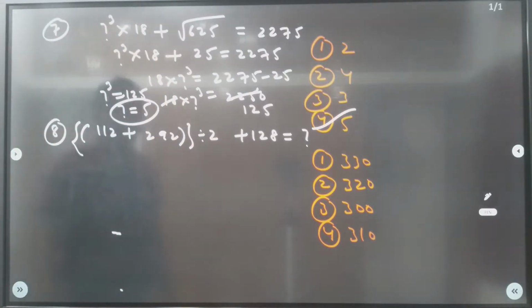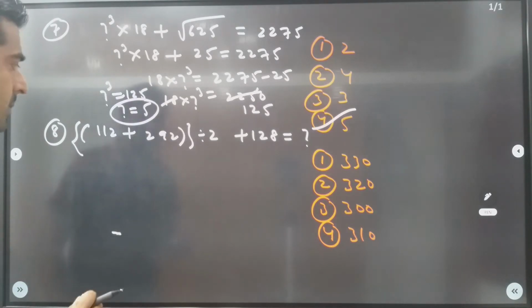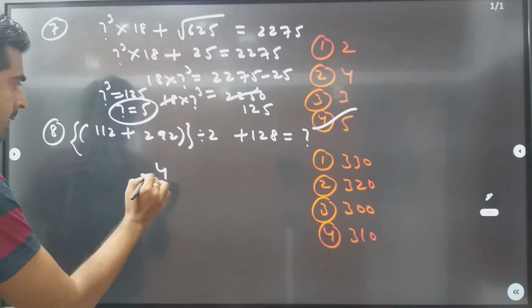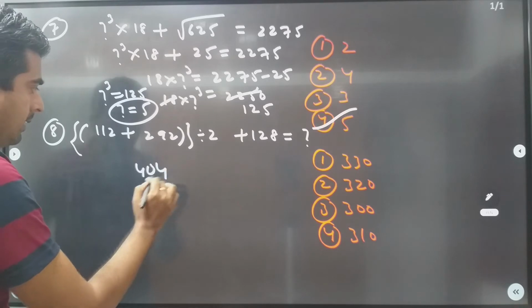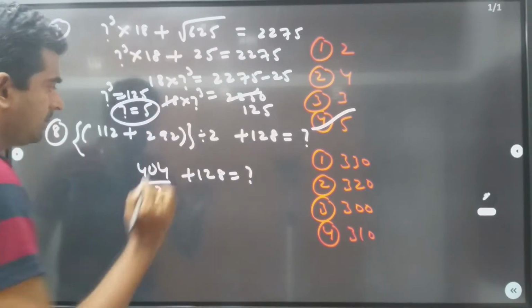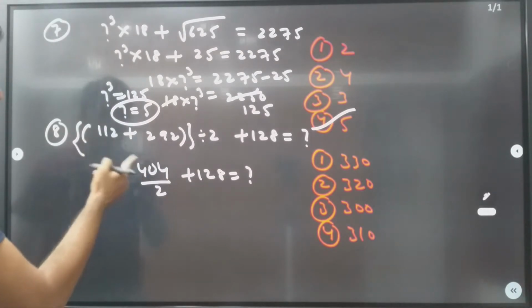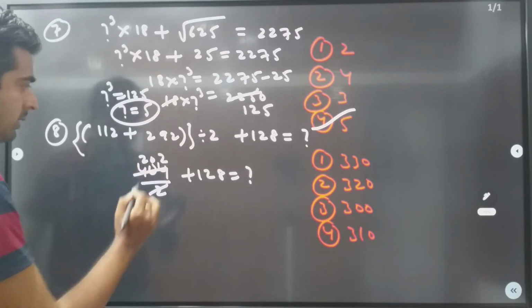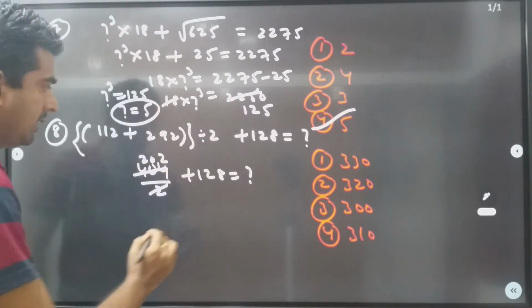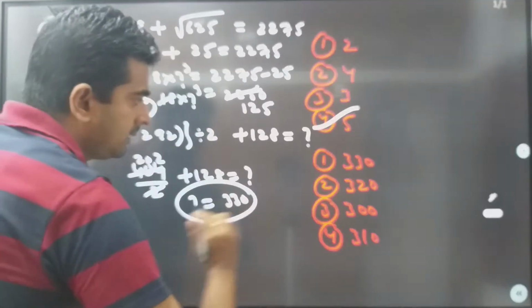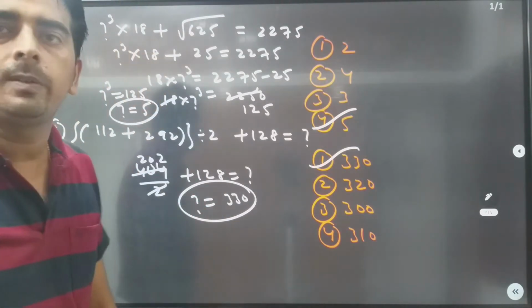Next one, 112 plus 292, whole divided by 2, plus 128 is equal to question mark. Add this number. Add this number. 2 plus 2 is 4, 1 plus 9 is 10, 4, right? Divided by 2 plus 128 is equal to question mark, right? 2 plus 2 is 4, 9 plus 1 is 10, 2 plus 3. So this is how many times? 2 2s are 4. 202 plus 128. What is the answer? 330. My answer is 330, which is first option.